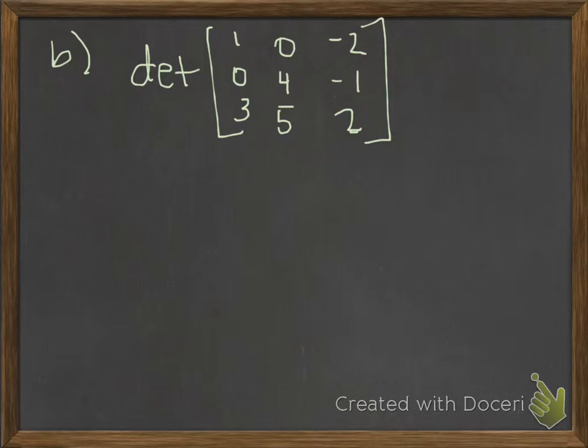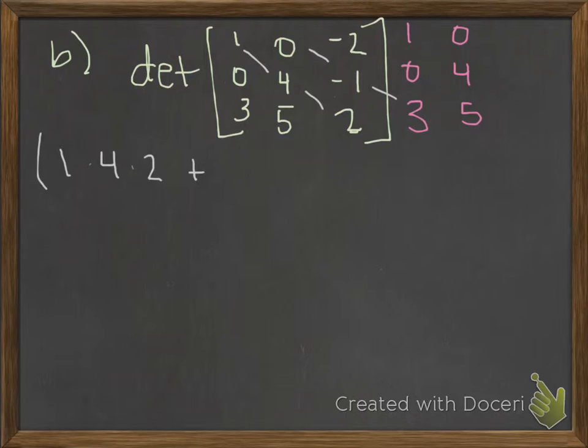First thing we do is copy the first 2 columns over exactly as you see them. And now we're going to start that process of connecting on diagonals of 3. So going to the right, my first product is 1 times 4 times 2. And I recommend not using parentheses, just using the dots for this. Then I have 0 times negative 1 times 3. And then negative 2 times 0 times 5.